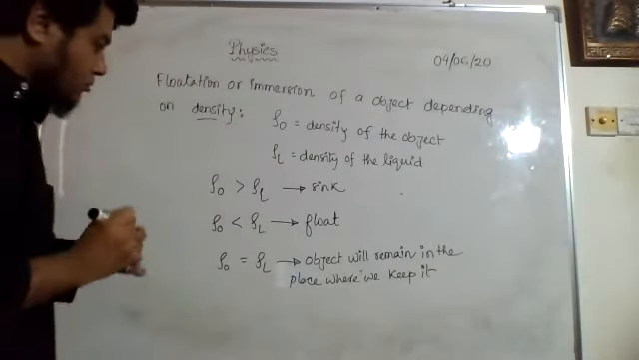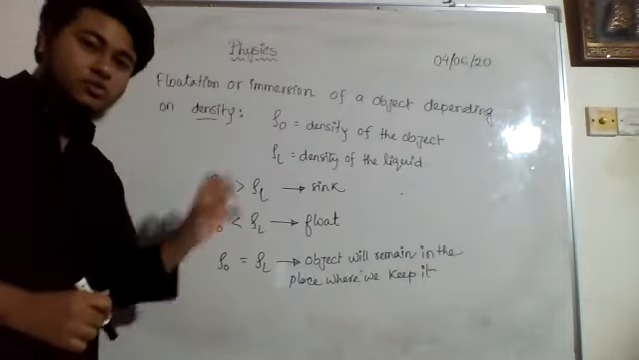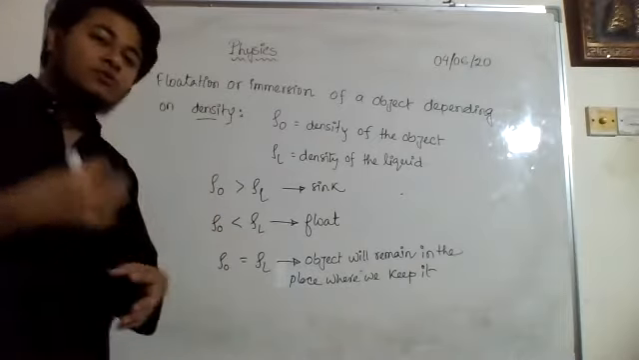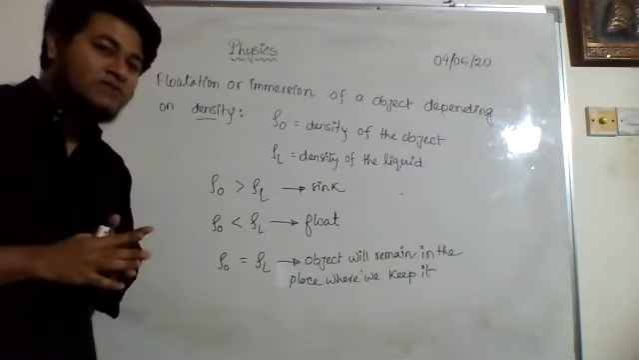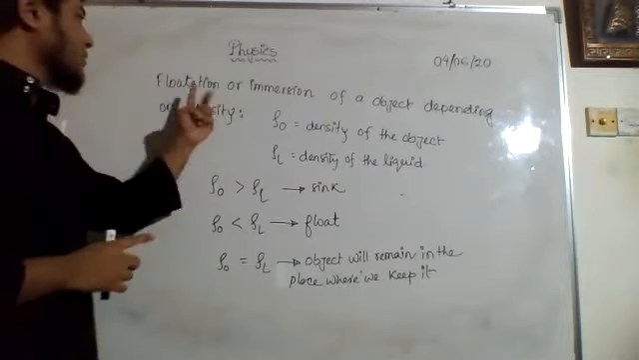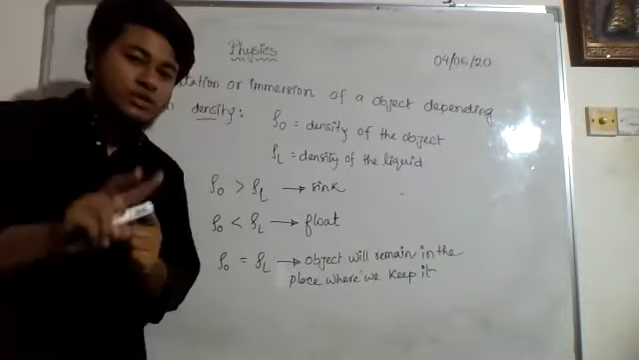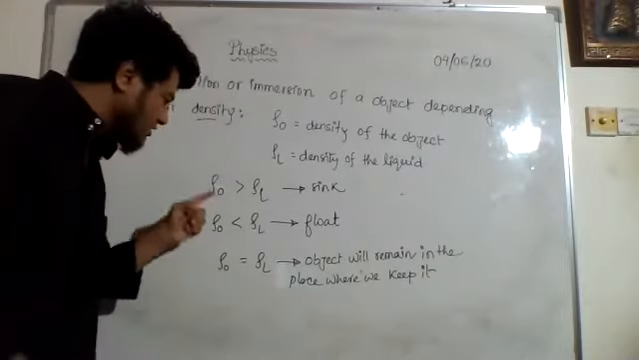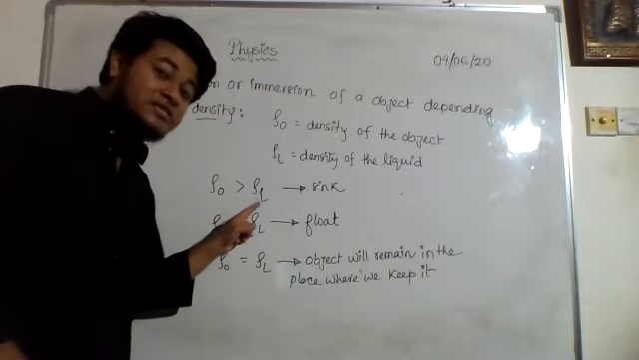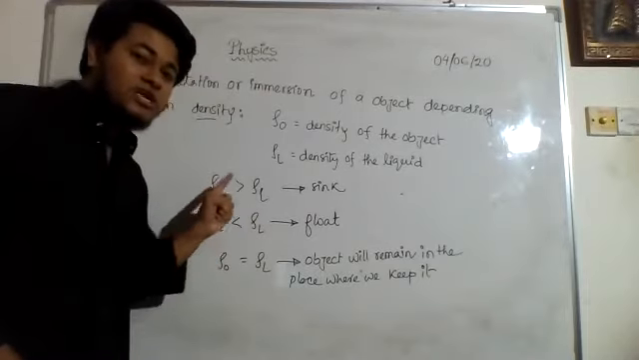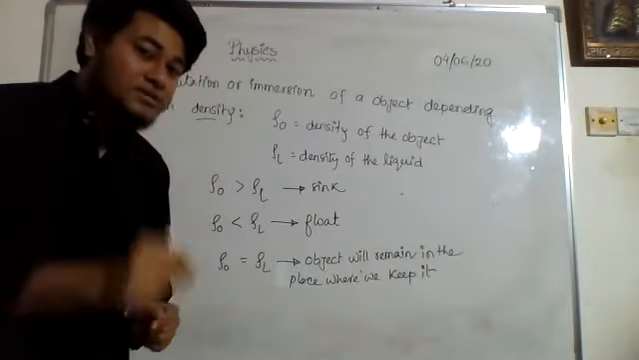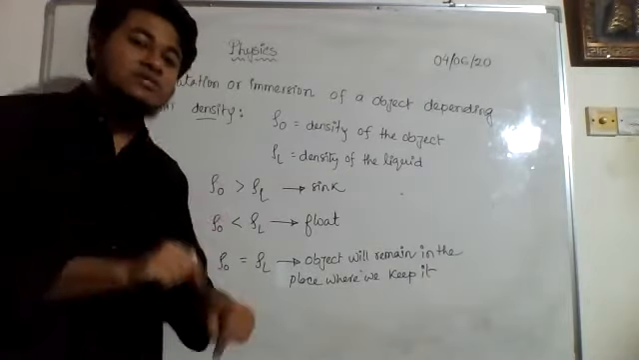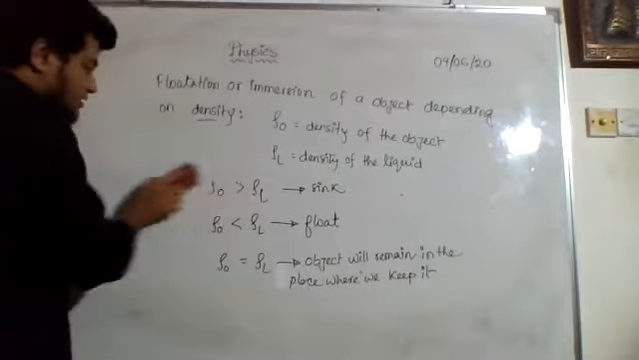Based on this information, we will now try to find out whether the object will sink, float, or stay in the place where we have kept it. To decide whether the object will float or immerse, we need to know two pieces of information: the density of the object and the density of the liquid. These two are what we will look for in this STEM to decide whether the object will sink or float. Okay, so let us see.